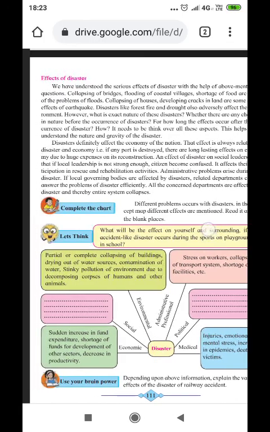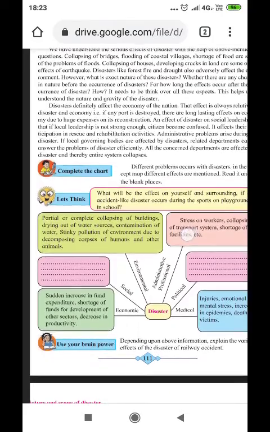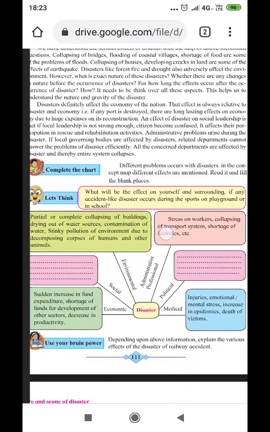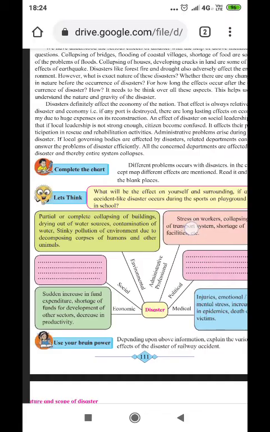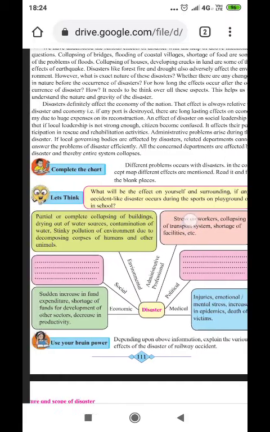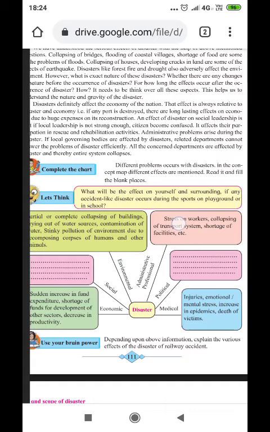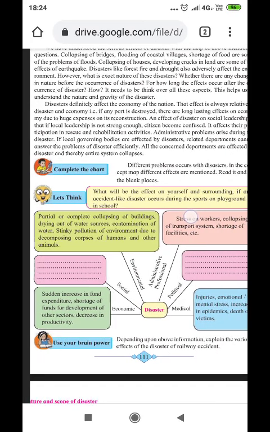This helps us to understand the nature and the gravity of disaster. Disaster definitely affects the economy of the nation. The effect is always relative to disaster and economy. If any port is destroyed, its long-lasting effects are felt on the economy due to huge expenses on its reconstruction.